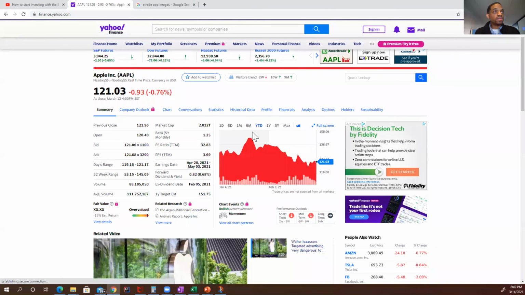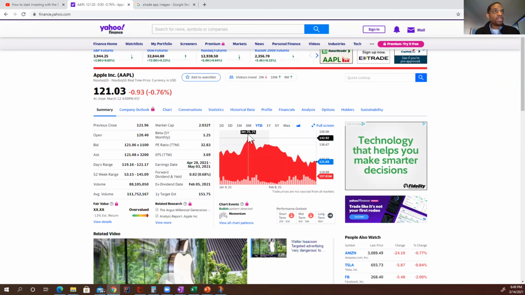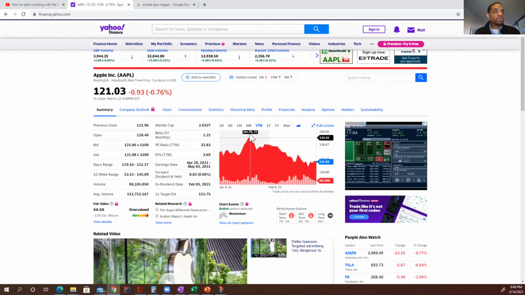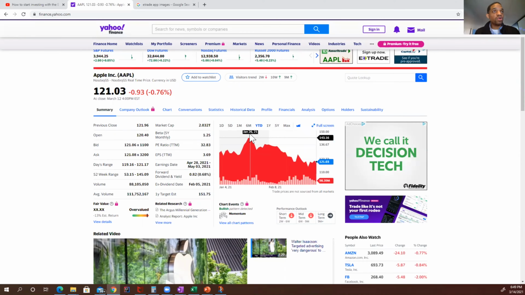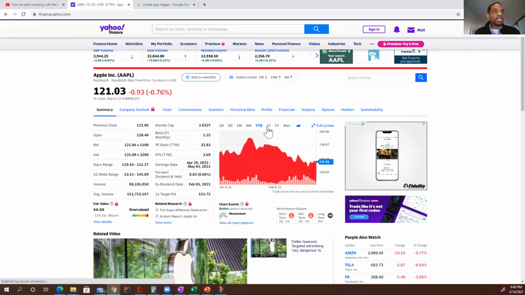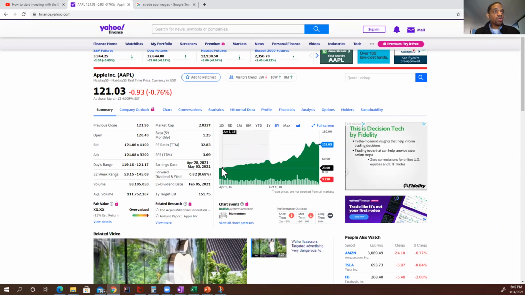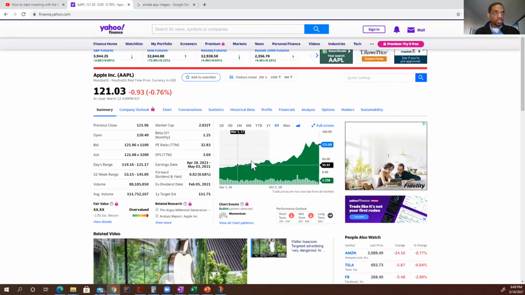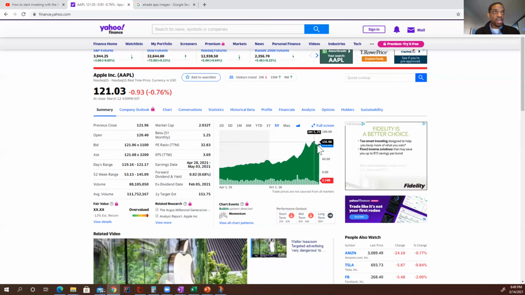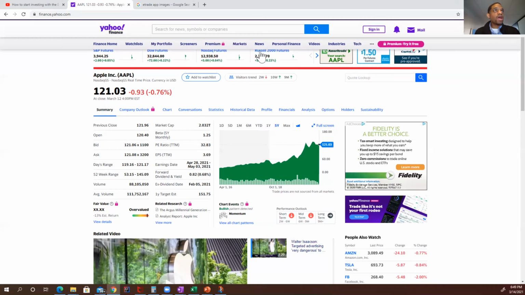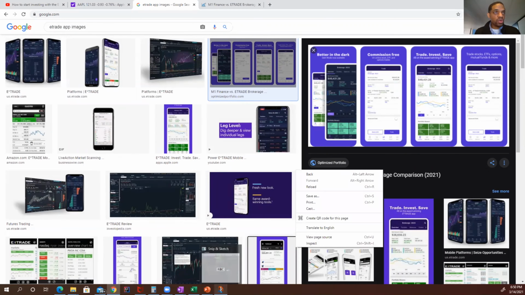You got the year to date, and this is that 145 that I was talking about, the max amount that it was worth within that year range. And then, like I said, you got 1 year, 5 years. This is all normalized based on the stock price the way it is now. But you see essentially that Apple has grown in value tremendously over the last 5 years, which we all know.